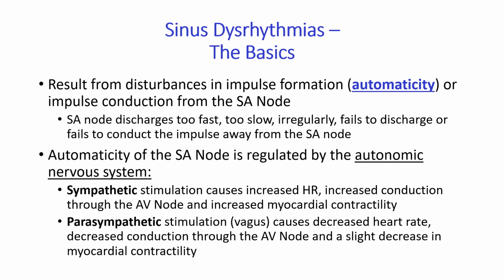But there may also be a degree of stimulation of the parasympathetic through the vagus nerve, which causes a decrease in heart rate. This will also decrease the conduction through the AV node and show a slight decrease in myocardial contractility.